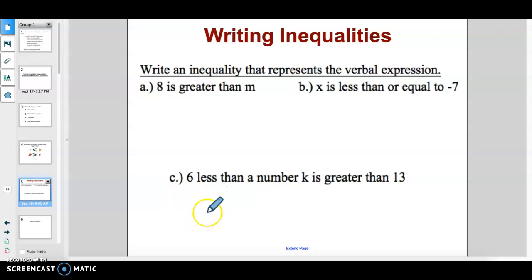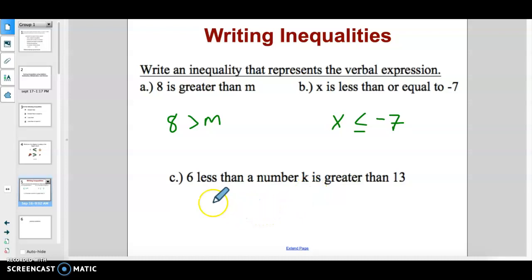So the first way we're going to practice this is going from words to writing the inequality. So it says 8 is greater than m. So you've got an 8, and then if it's greater than, we're going to be eating the 8, and then an m. And then x is less than or equal to -7. So notice the less than sign kind of looks like a squished L. So that's another way you could remember it.